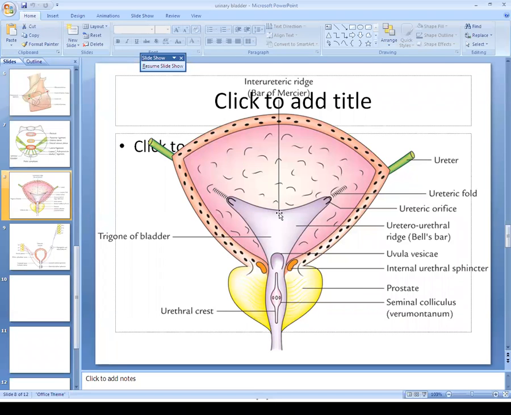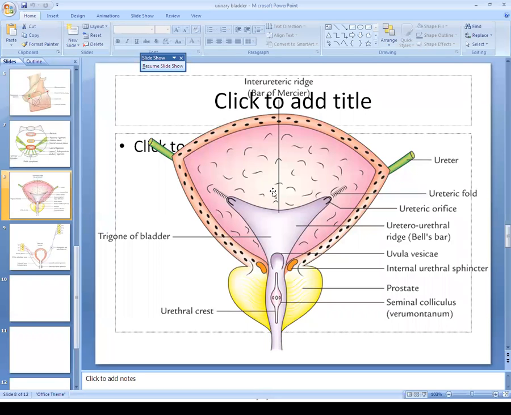Now the next applied anatomy is this urinary bladder. It has very concentrated urine, so it can lead to the formation of stones inside the urinary bladder. So this is about the applied aspect of the urinary bladder.